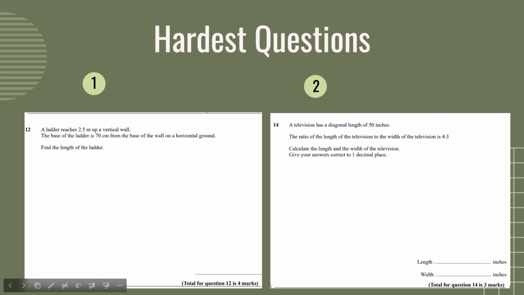So, if we look at our first question, we can see a ladder reaches a height of 2.5 meters up a vertical wall. The base of the ladder is 70 centimeters from the base of the wall on a horizontal ground. Find the length of the ladder. As we can see, we've got different measurements here. We've got some in meters and some in centimeters. So first, we convert our meters into centimeters, as they're easy to calculate. So, 2.5 meters equals 250 centimeters.